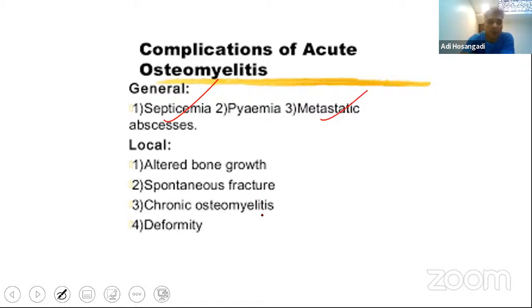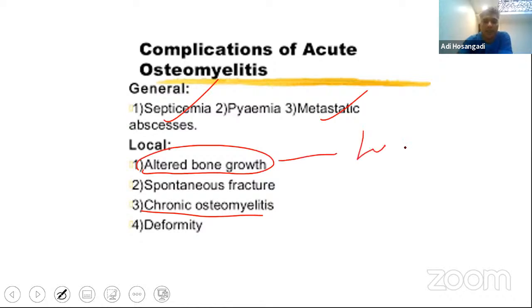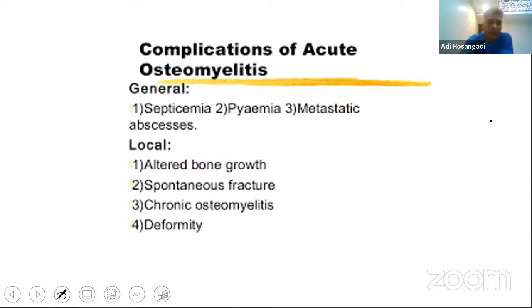If there is infection, there is damage of the epiphysis, hence there can be stunted growth. There can be limb length discrepancy, or there can be deformity. The child will have an abnormally growing bone, valgus or varus, depending upon which part of the growth cartilage is affected. Second is pathological fracture, and deformity, as I told.